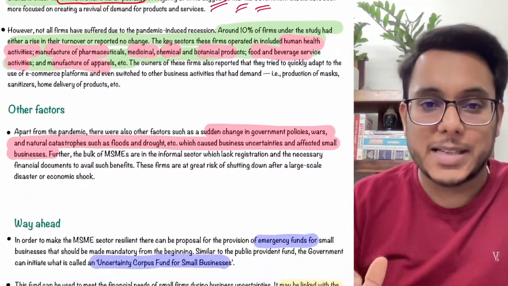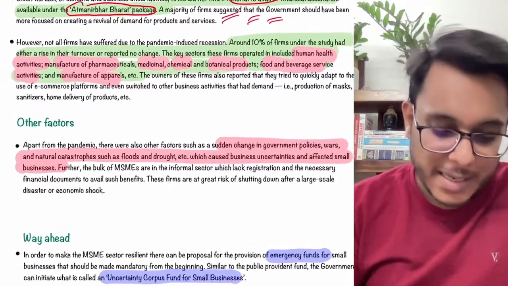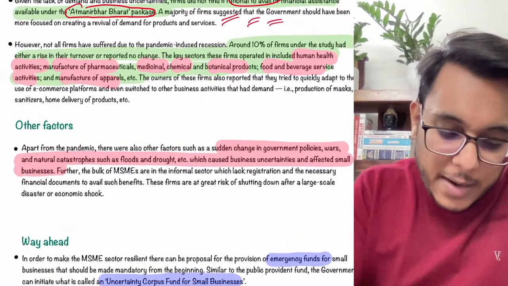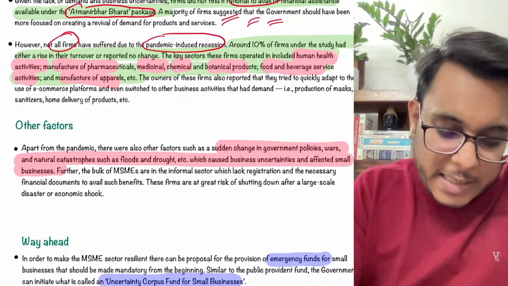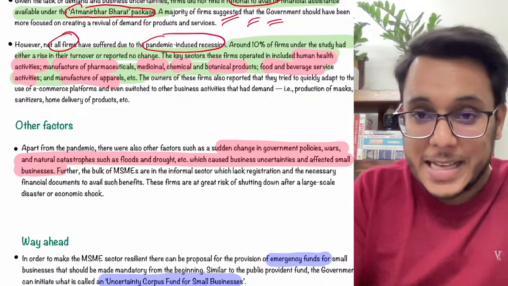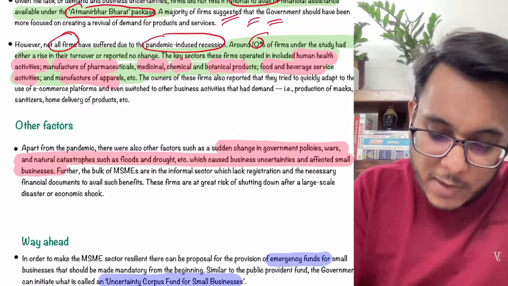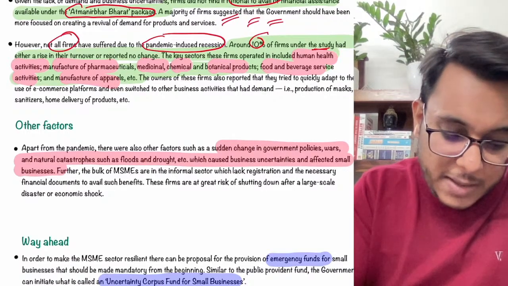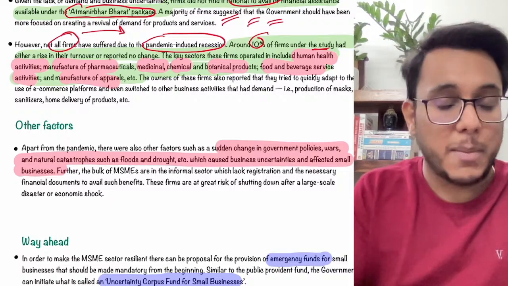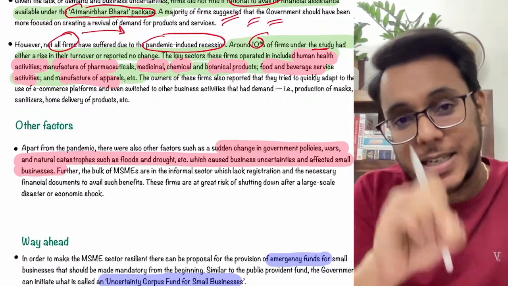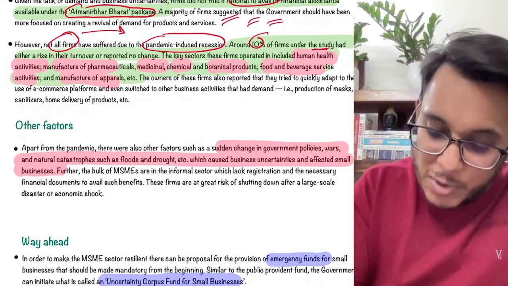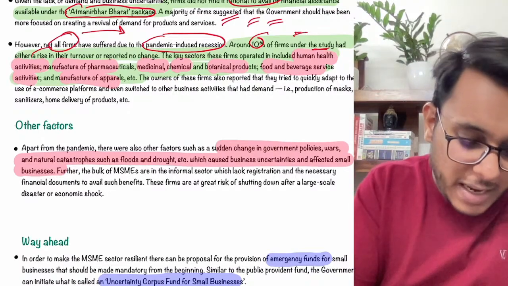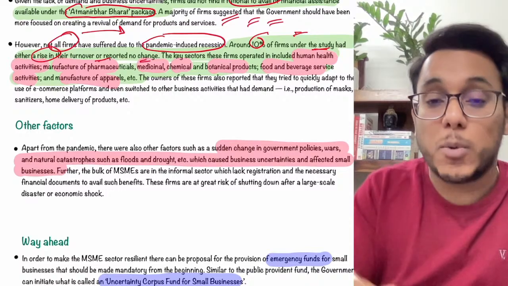Then guys, after that, the next thing that happened is that the firms also got impacted due to the pandemic induced recession. It has been provided that around 10% of the firms under the study got impacted due to the pandemic induced recession, but there are certain other firms which had seen a positive change. Around 10% of the firms actually saw a rise in their turnover, or they reported no change.